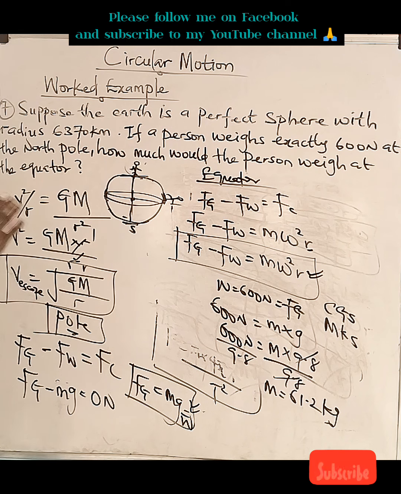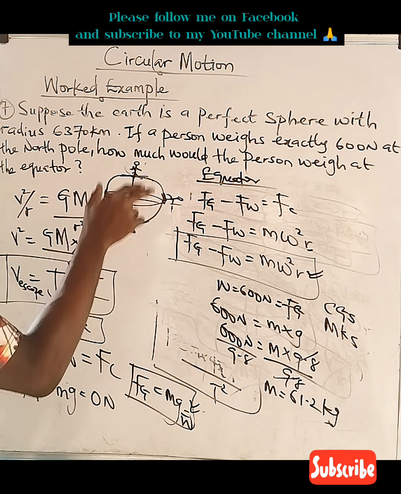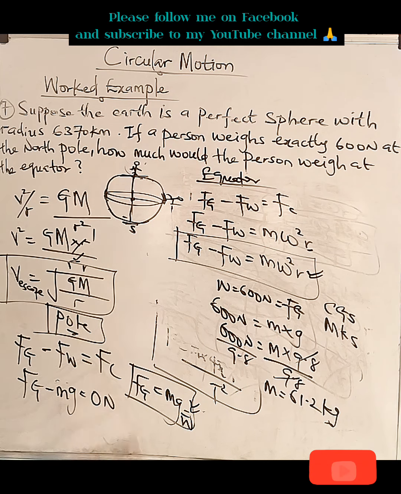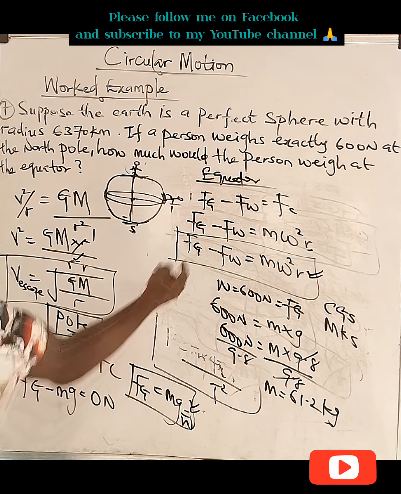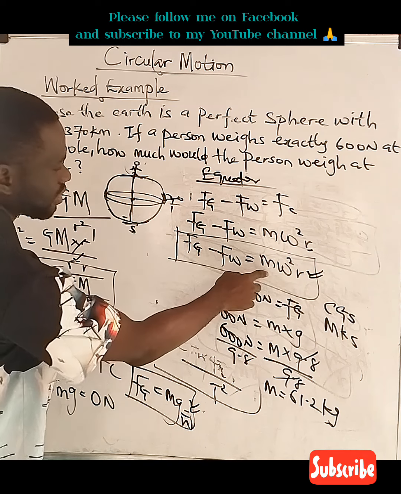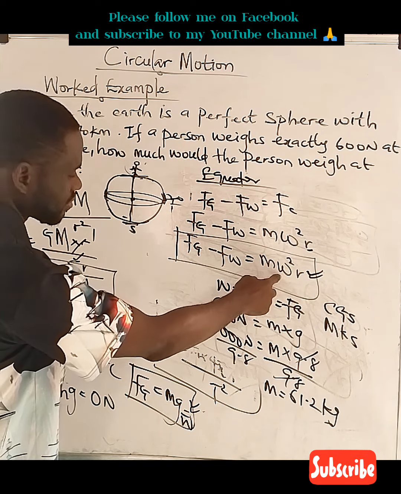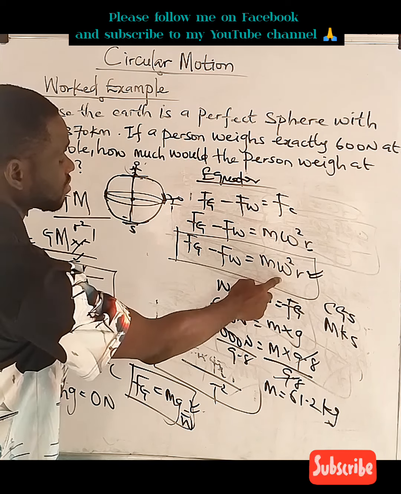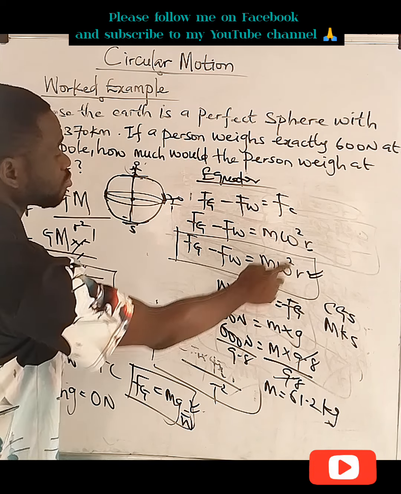So if the person weighs exactly 600 Newton at the North Pole, how much would the person weigh at the equator? Simple. Now look at this formula. The force of gravity minus weight is equal to mass times angular velocity squared times radius. We know what the radius is. The radius is 6,370 kilometers. That is well known.